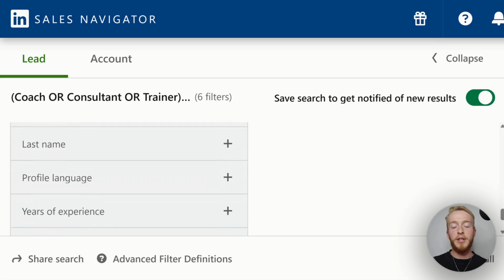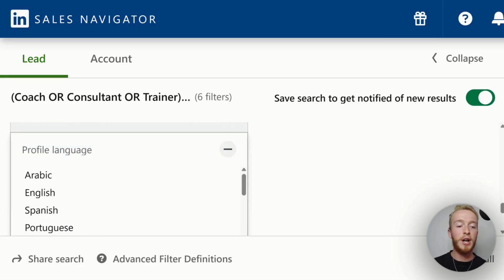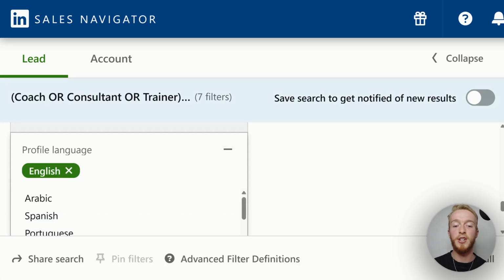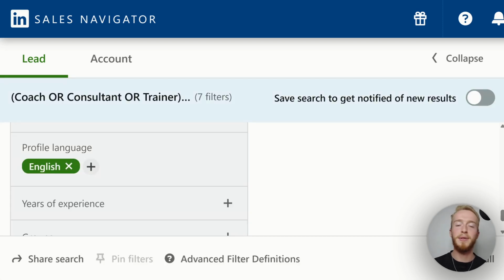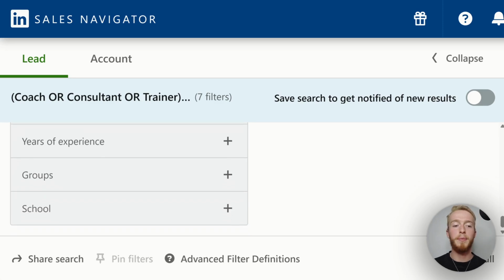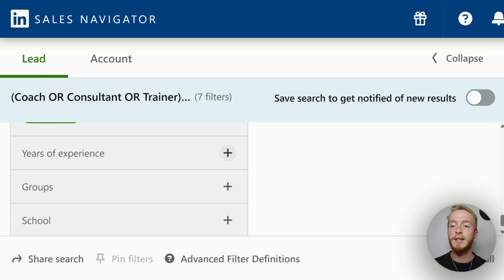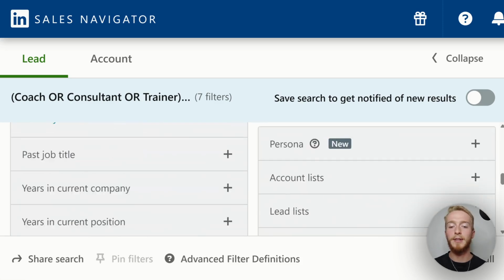Other than that, a lot of these things in terms of first and last name isn't so important. Profile language, usually I'll just put this on English, just to avoid dealing with people or whatever language you're comfortable with, just to avoid a few problems. You can even put years of experience as well. That's something you can do. That said, you can obviously continue to play around with that.